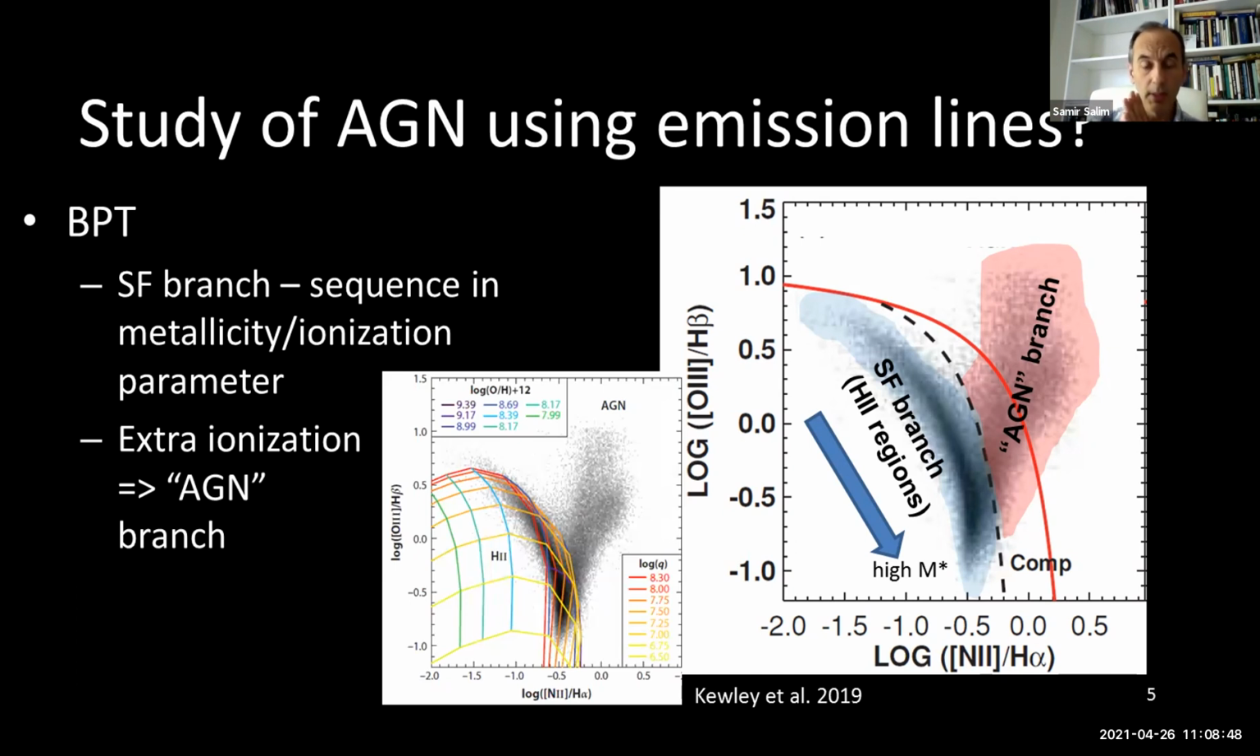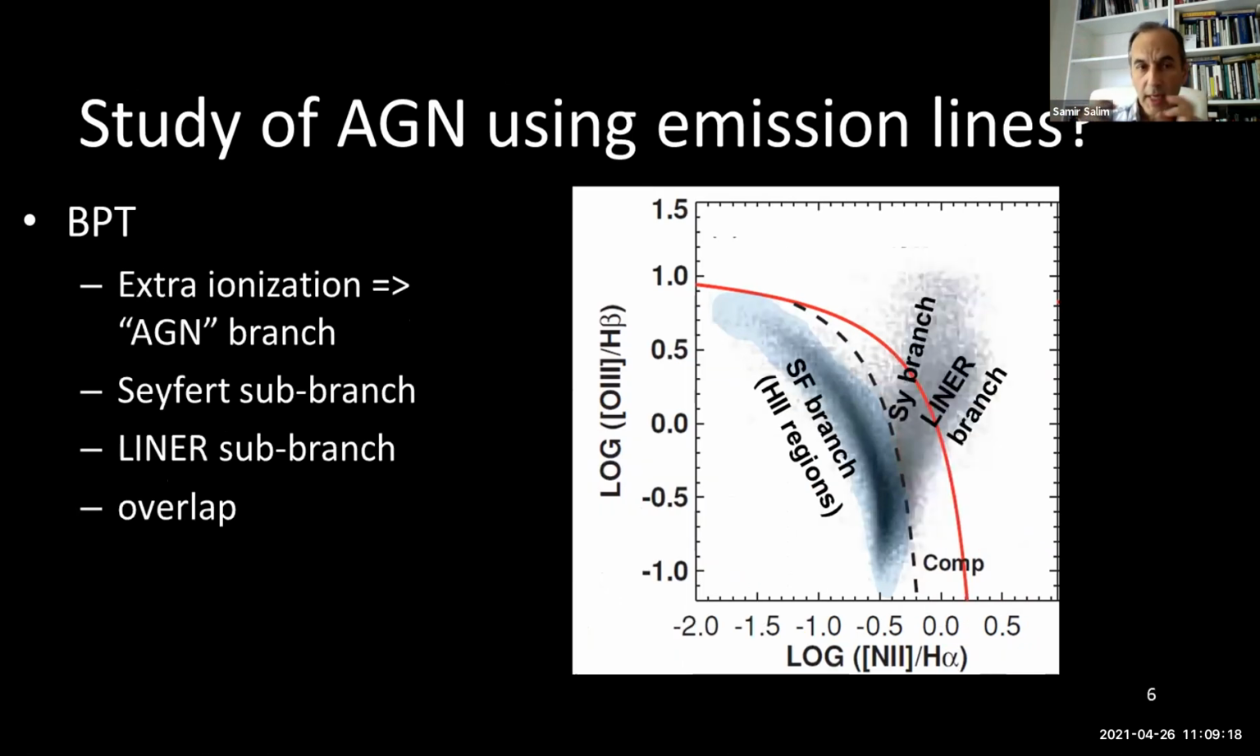You can run photoionization models, and you'll get grids like these that show you that you can explain different positions on the star forming branch by assuming different gas phase metallicities and also different levels of ionization. And that agrees with the idea that as you go down the branch, you get into higher mass galaxies with also higher metallicities. Okay, but the question is about this so-called AGN branch.